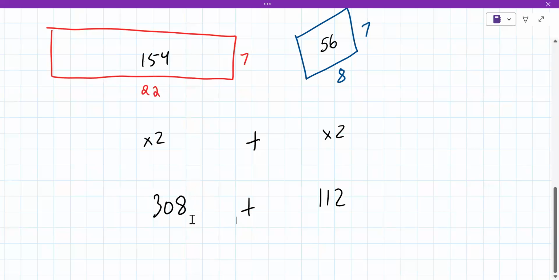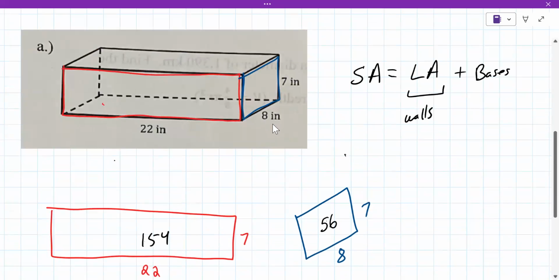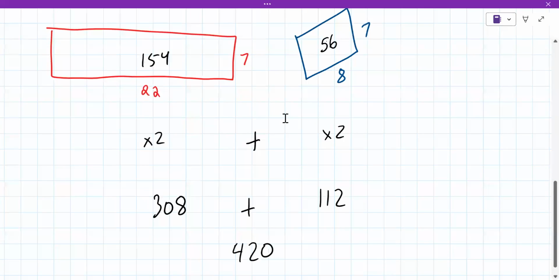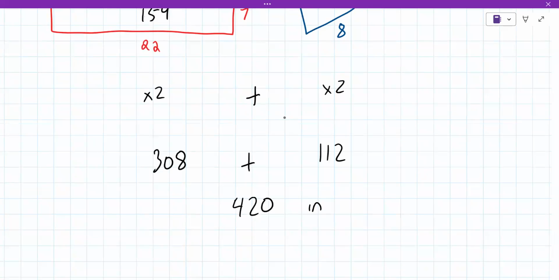So when you add these up, you get the lateral area. Could you add these together, please? 420. What are the units of area in this problem? Inches to what power? Inches squared.